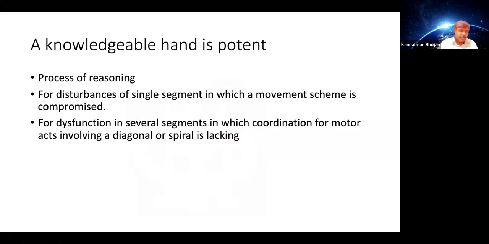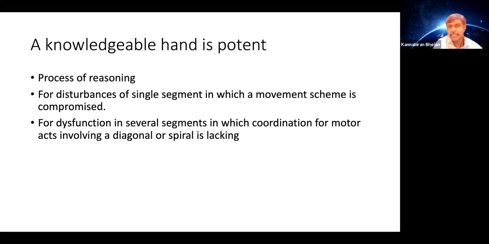So as the association formed by fascial manipulation, as the emblem says, the logo says, a knowledgeable hand is potent. You need to understand the process of raising and the disturbance for a single segment in which the movement is compromised, and several segments if a spiral involvement exists. So we need to understand the movement scheme, particularly the natural movement scheme, and if it is disturbed, why it is disturbed, and whether a single segment or several segments are involved is very important.